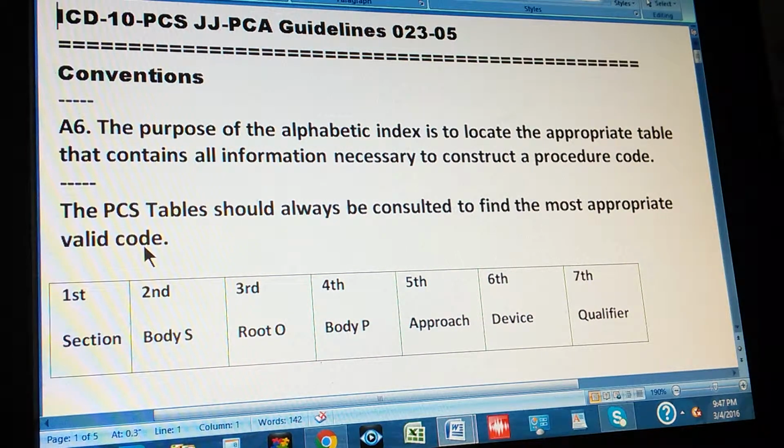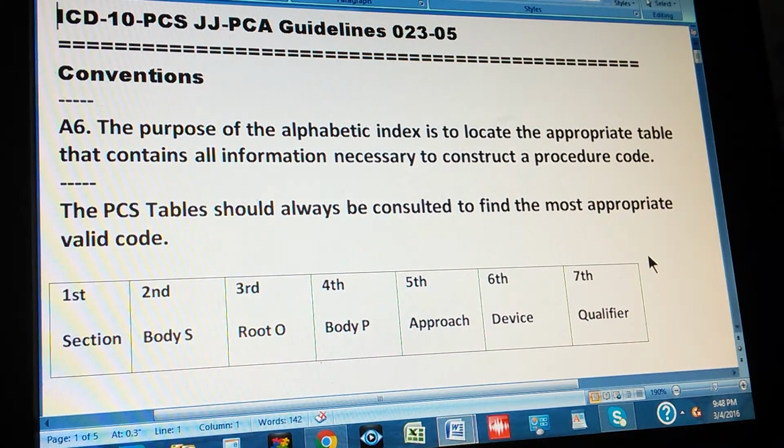And we have there the 7 characters as a reminder of how they are constructed, right? The first one is section. The second one is body system. Third, root operation. Fourth, body part. The fifth is approach. 6 is device. And the 7 is the qualifier. Okay, so that's our theory.